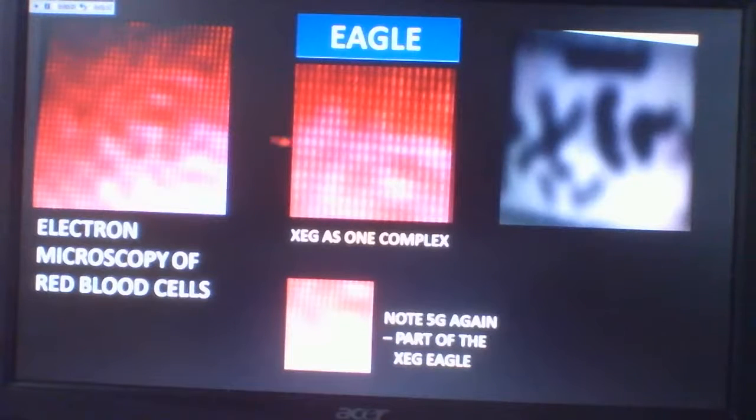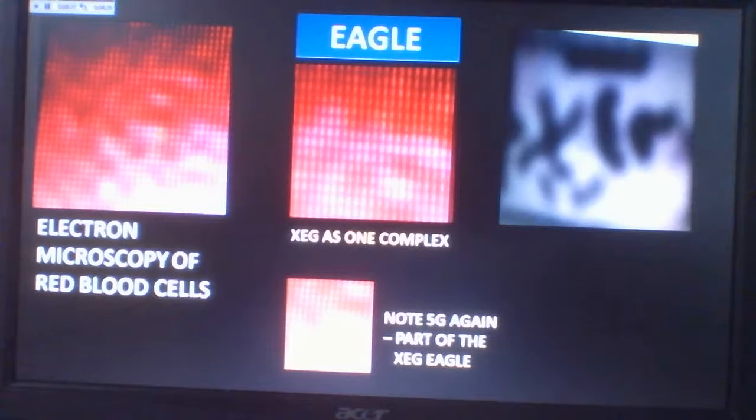The next place I saw XEG is in our red blood cells. Here it looks like an ego. As you can see, this is a G. I cropped it out from here. That's the ego here. And this is a G hanging on one of the legs of the X, making an ego XEG. I've cut out the 5G.